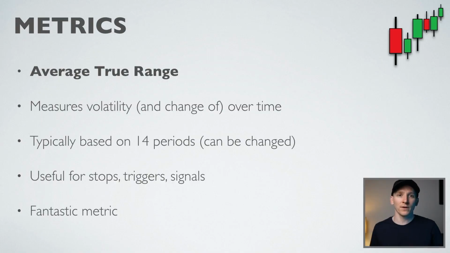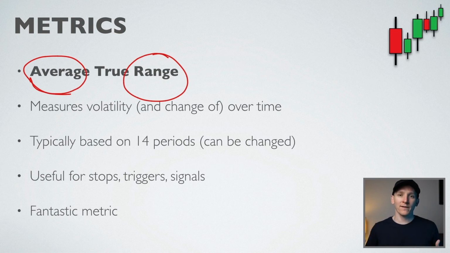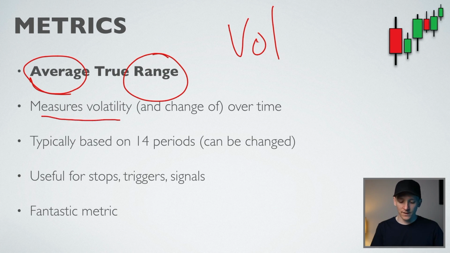Average true range is a fantastic indicator that I use a lot. I think I've talked about this in other videos, where you can use average true range, or ATR, as your stop loss. Average true range tells you how volatile something is. What is the average range of the price on any given period? And this basically moves through to volatility. So how volatile is an asset? It measures the volatility and change of volatility over time.